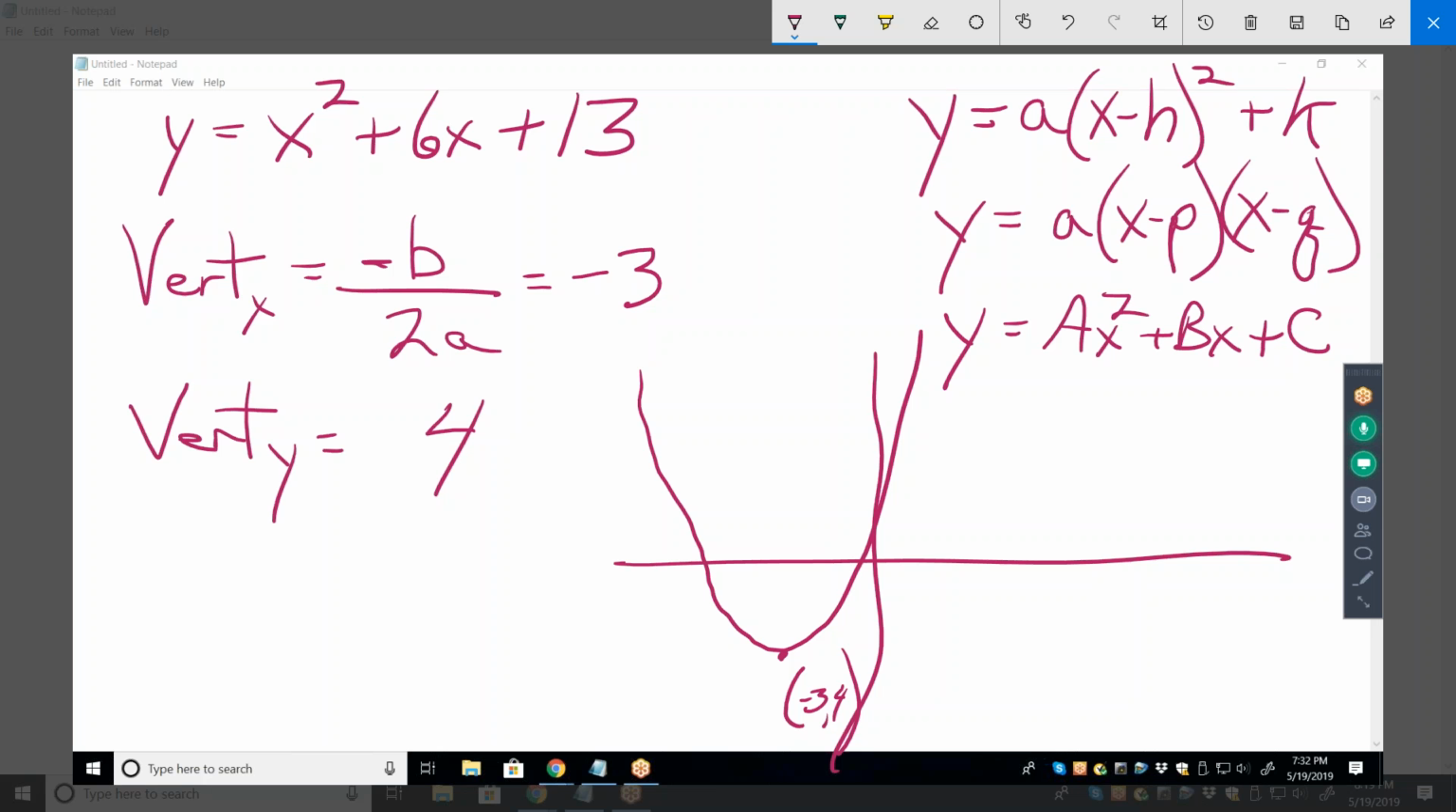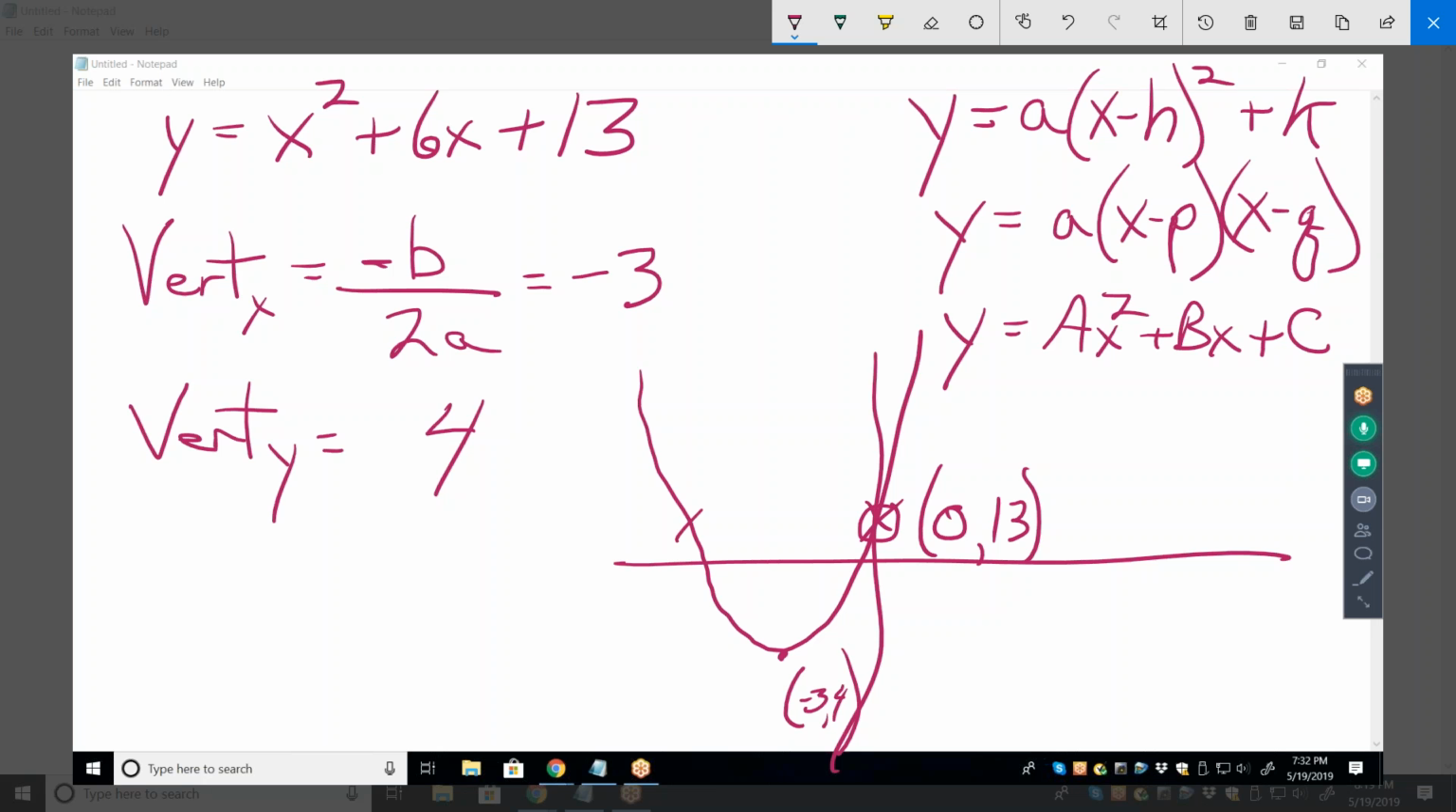Let's look at the y-intercept. What is that value right there? Well, that'd be 13, right? That's the y, and the x value is 0. In other words, by definition, y-intercepts have an x value of 0. So we got 1 point right there.